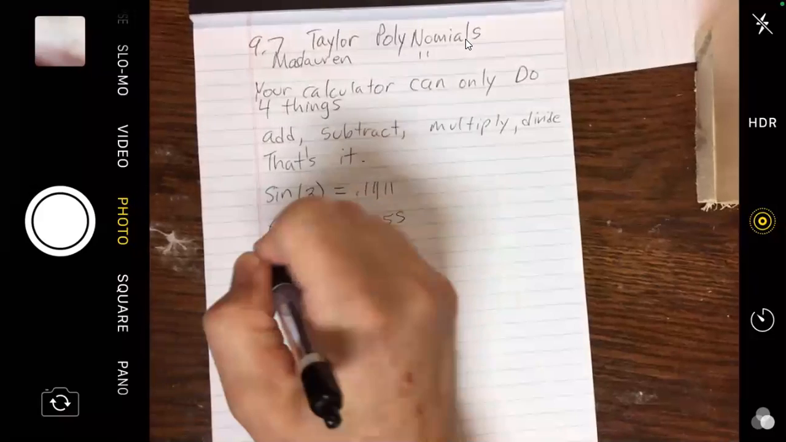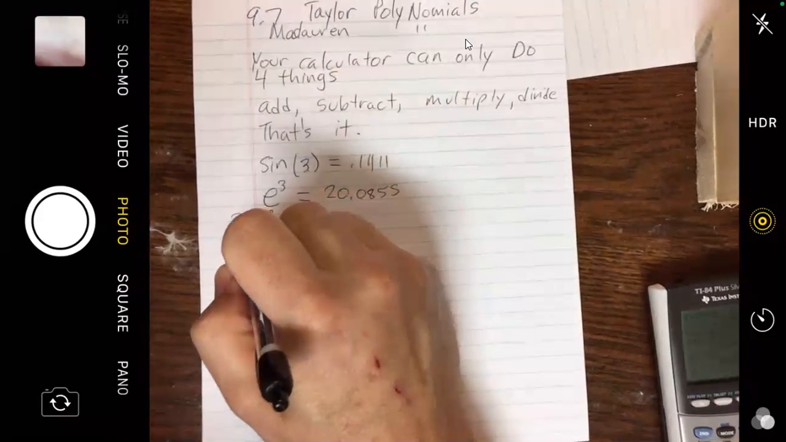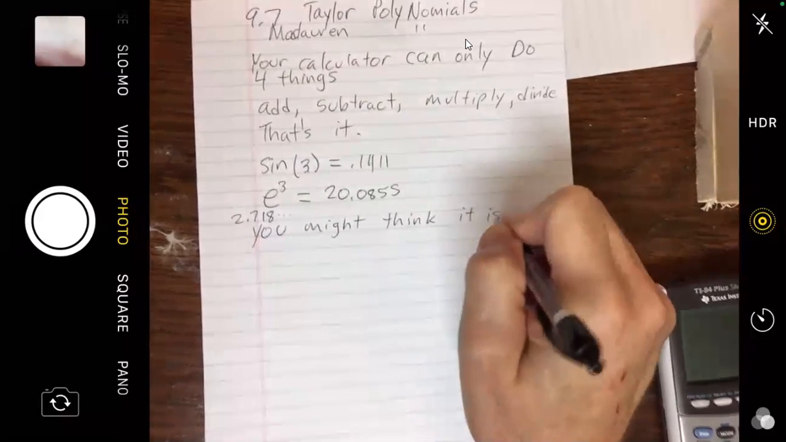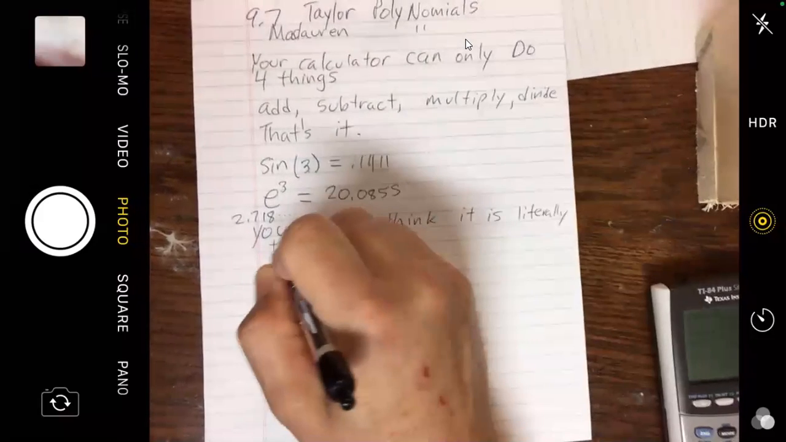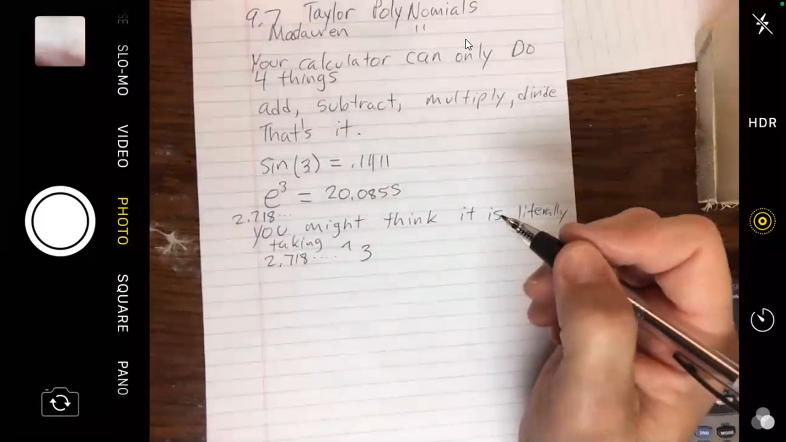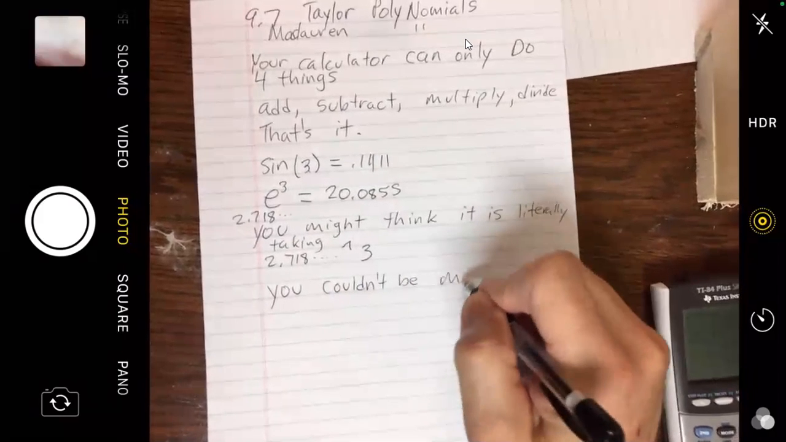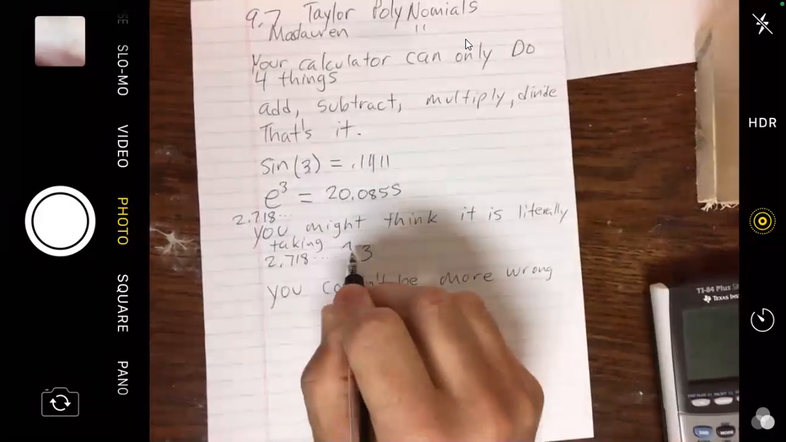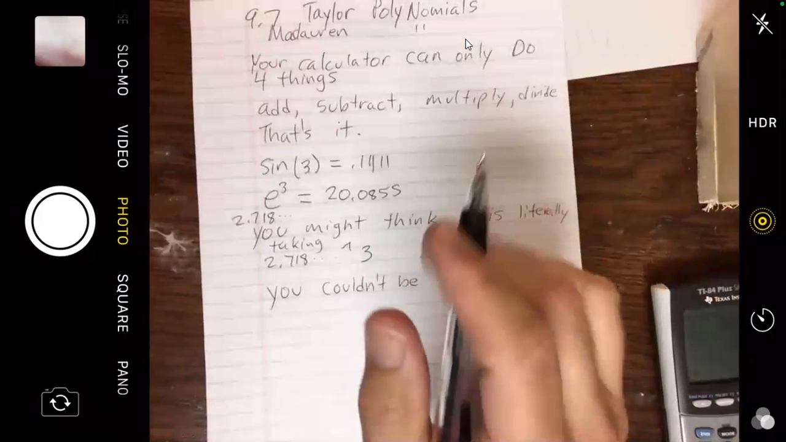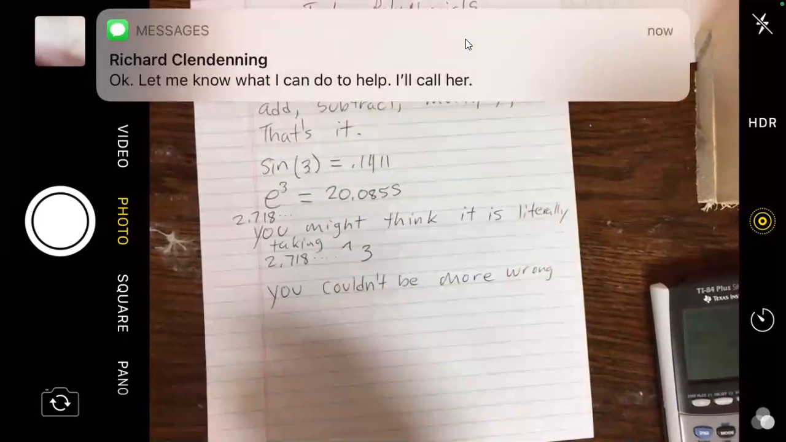Now, I hope you remember the number for e was 2.718, blah, blah, blah. So you might think that it is literally taking 2.718, blah, blah, blah, and raising it to the 3rd power. Okay, you couldn't be more wrong, if you think that. That's not what it's doing. It's not some magic sine function out there that you stick in a 3 and you get an answer, or cosine or a tangent, anything like that, because your calculator is not capable of that. It doesn't work that way. It can only add, subtract, multiply, and divide.